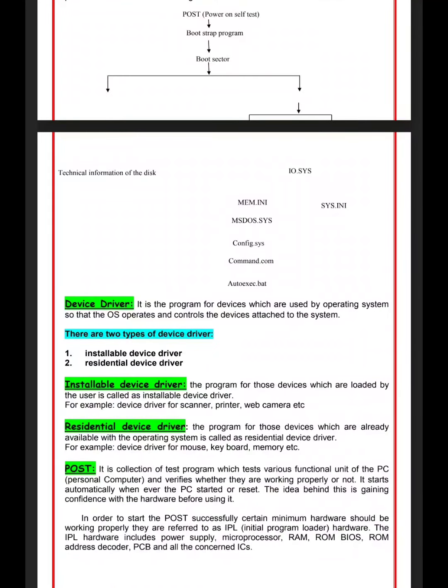Technical information of disks: io.sys, win.ini, sys.ini, ms.sys, msdos.sys, config.sys, command.com, autoexec.bat.